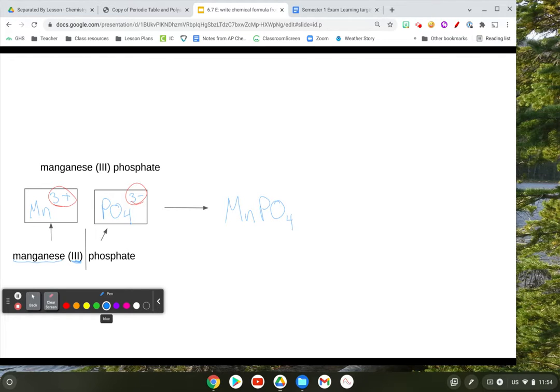MnPO4. Okay, because remember this PO4, it's this whole thing that is the 3 minus. Sometimes students get confused and think that means there are 4 of these. No, because the 4 is on the inside, the 4 is glued to the oxygen. It's not that I have 4 POs. I have 1 P and 4 oxygens. So I have MnPO4.